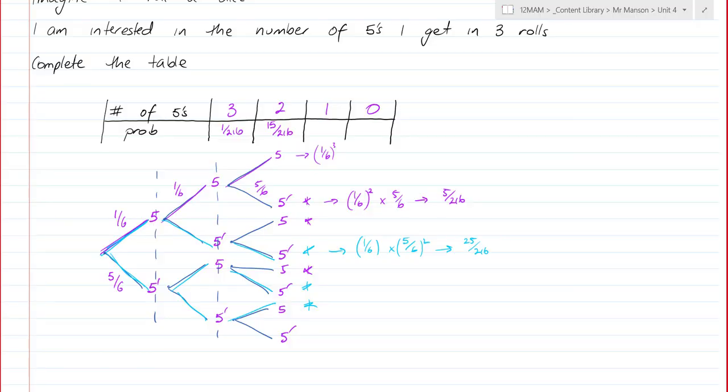right? So there's my 3 ways of doing that. And because they're 20 each, that is 75 over 216. And then the last one is how many ways of getting 0.